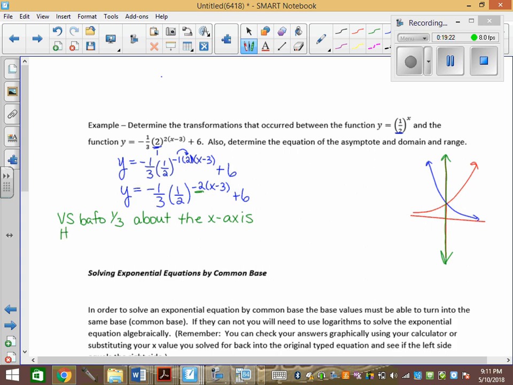Then we have a horizontal stretch by a factor of 2, it looks like, but remember we'll flip it. So it's a half about the y-axis. Both y's and x's are negated. So you have a negative here and a negative here. So we have a reflection in the x and y-axis. So it's supposed to be there. I'm just going to erase it.